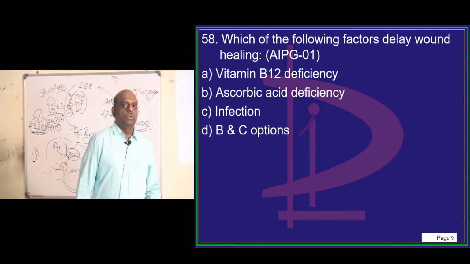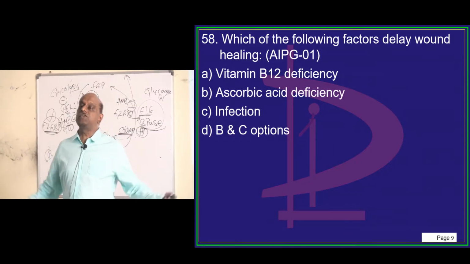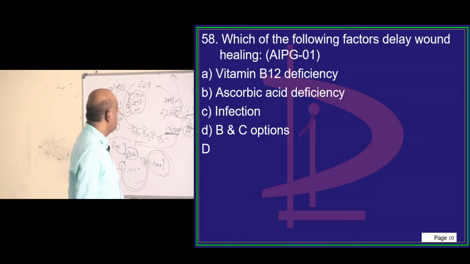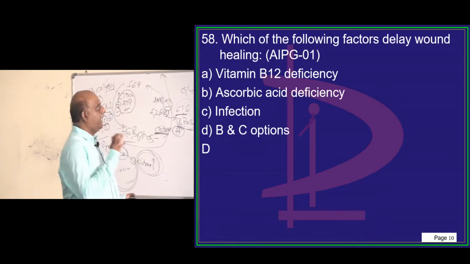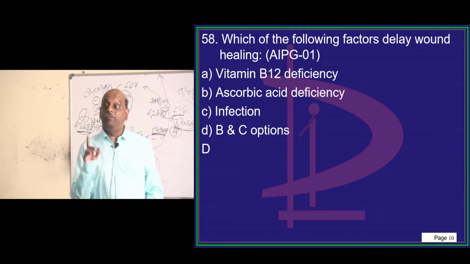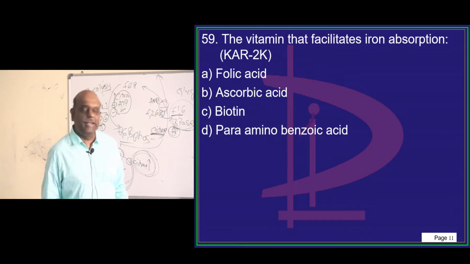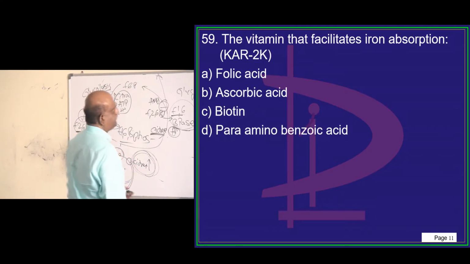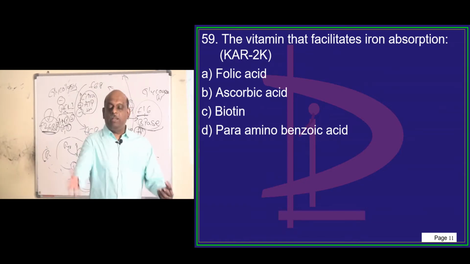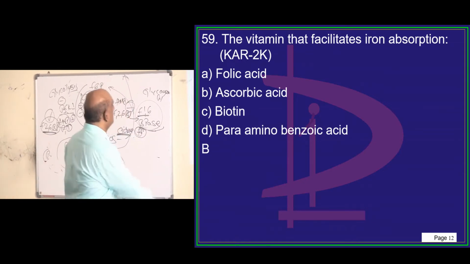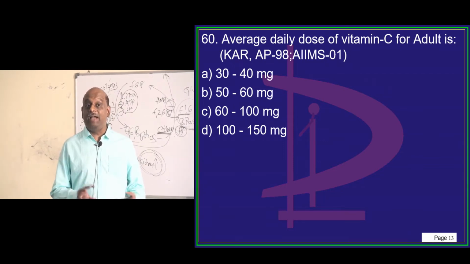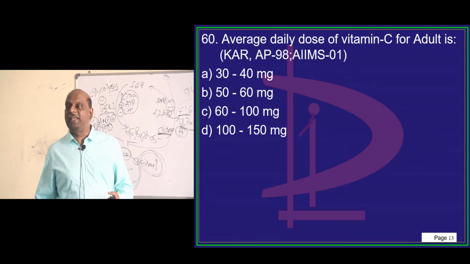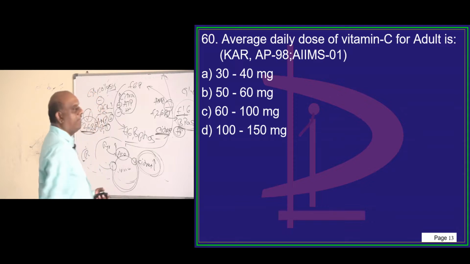Now, what is the factor that delays the wound healing? So typically any infection will delay, even vitamin C deficiency also will delay the wound healing. Which vitamin facilitates iron absorption? Ascorbic acid. What is the average daily dose of the vitamin C which is required for the adult?